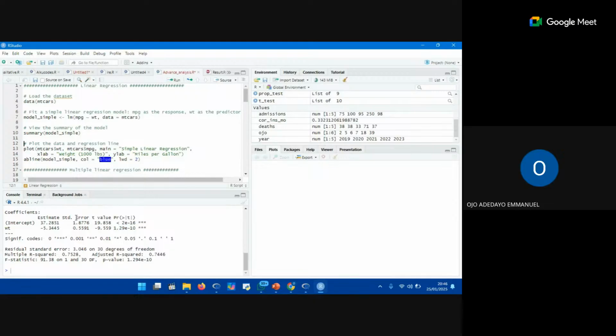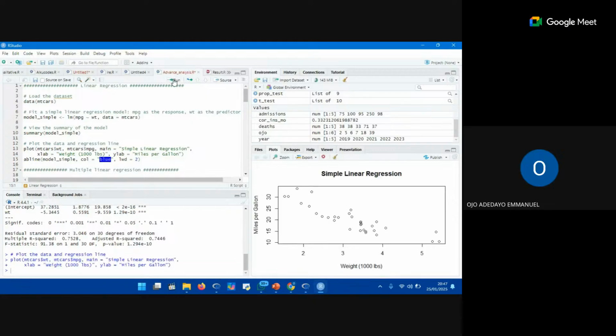So let us plot the data and see the relationship. Can you see this graph? Can you see this graph here? Simple linear regression. Yes, sir. Okay. Now, by the time you plot this, without me looking at your model, I should be able to say the relationship between this and this. What is the relationship?